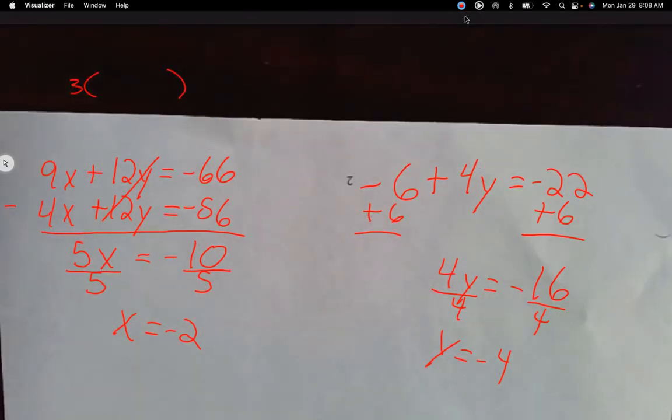Y'all, give me a second. Number 13. Ooh, I hope we get through them all. We will. Can I erase? Are we good? Yeah? Okay.